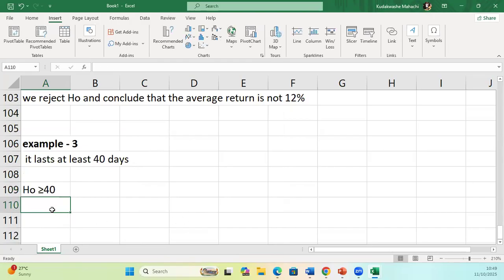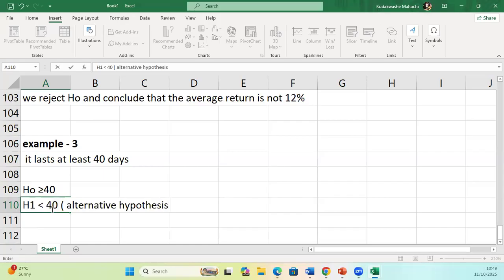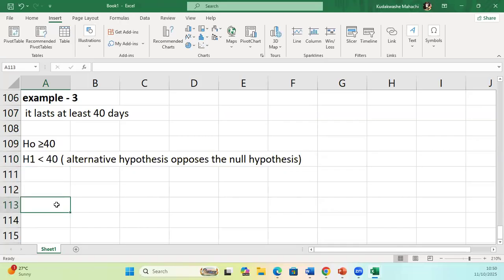So the alternative hypothesis says no, the null hypothesis is lying. So if they are saying that the air freshener lasts for more than 40 days, the alternative hypothesis will say no, it can't be 40 days. It lasts for less than 40 days. So always the alternative hypothesis opposes the null hypothesis.